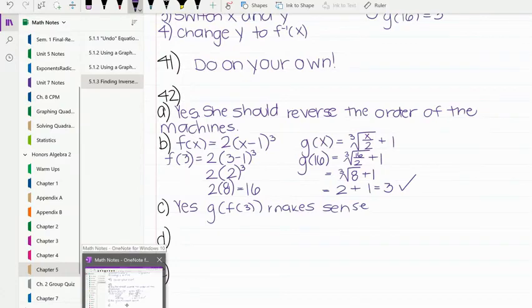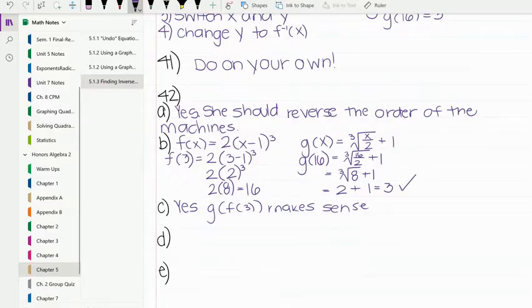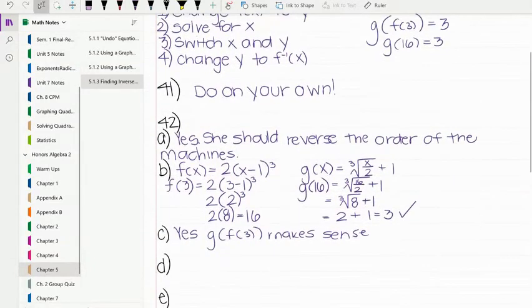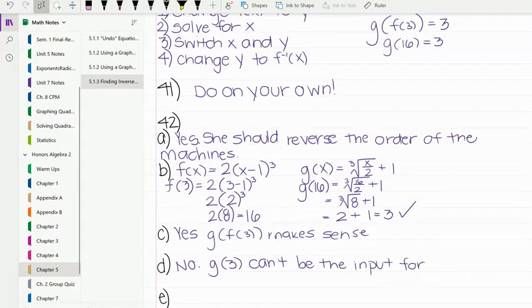Because if we look at, sorry, I'm trying to go back to the screen. Okay, so they're saying if we do g of 3, if we do f of that, would we get what we started with? No. So we are just going to say no. G of 3 cannot be the input for f of x unless she reverses the order.